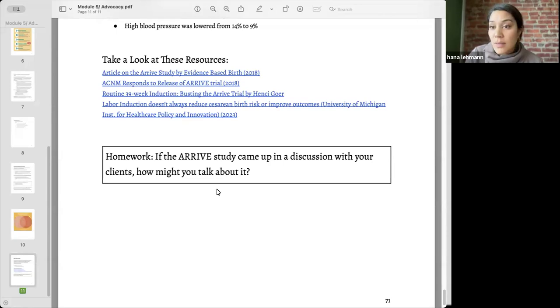So take a look at these resources. You can do them together, but we're going to talk about it at our second session, right? So we'll do some creative work, try to figure out how we deal with this really common situation of a provider recommending an early induction at 39 weeks, regardless of someone's medical status or history. And what they're saying is they're giving you evidence-based care because they're citing the ARRIVE study, right? So we'll talk about it.